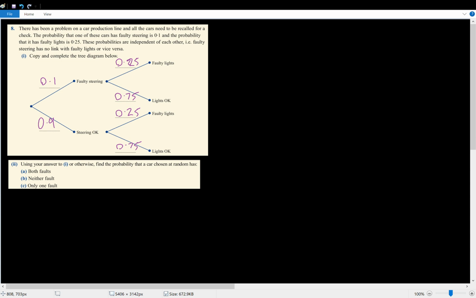Now for part 2, using your answer to part 1 or otherwise, find the probability that a car chosen at random has both faults. So let's check for both faults first. That will mean that on the very first check it's got faulty steering, which goes up on our first check. When we go to our second check, it goes up again. So it's going to be 0.1 multiplied by 0.25, which is equal to 0.025. And that's going to be our answer to part 2a.